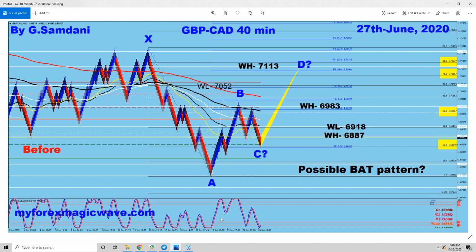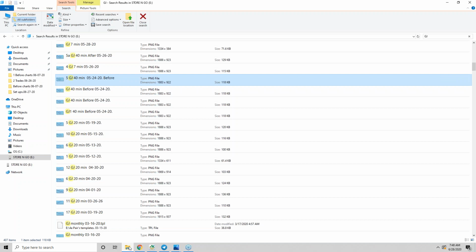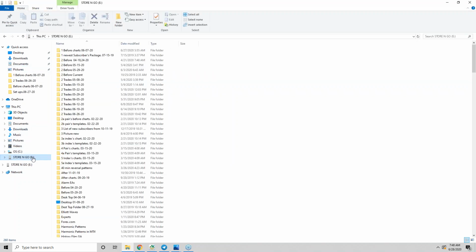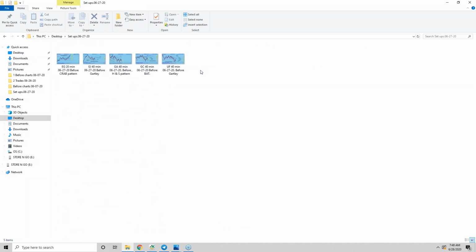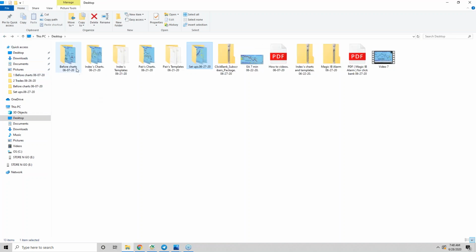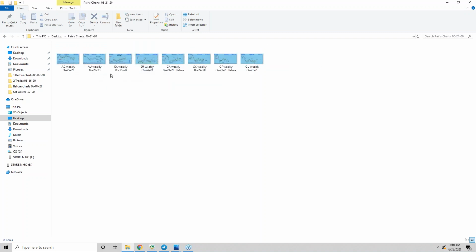The weekly charts I show them. I have made new weekly charts. They're probably on my desktop. See the setup for 627. All of these are the patterns, and the weekly charts are also there. Pair charts. These are all the weekly charts and trade setups which I'm going to send out to my subscribers, and they will be trading accordingly.